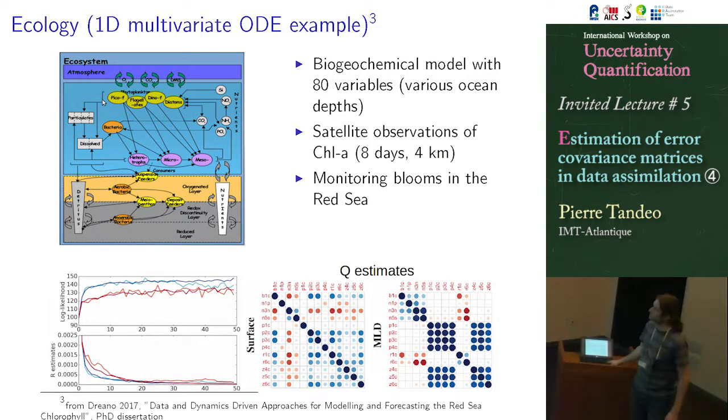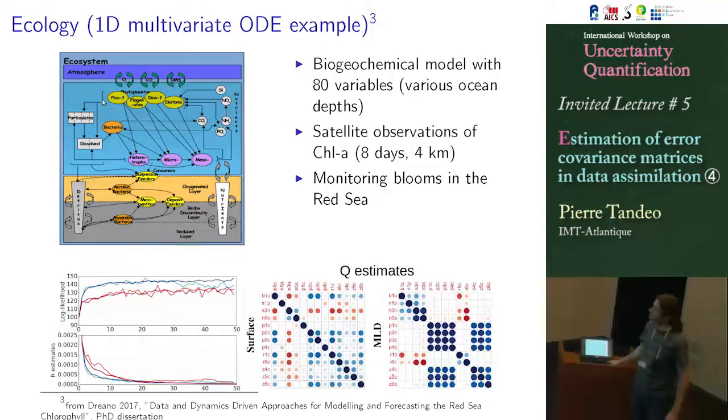Last example is in a more complicated model. So now I'm not using a statistical model for the dynamics anymore. Now I'm using a differential equation. This is work of Denis Dreano in Coast, during his thesis. Basically, he was trying to monitor the blooms.